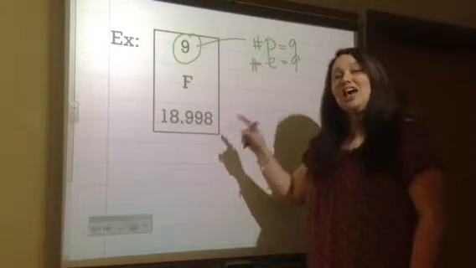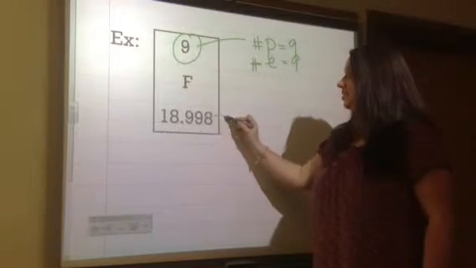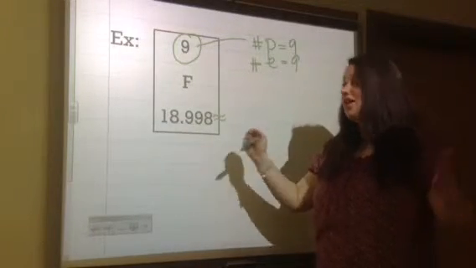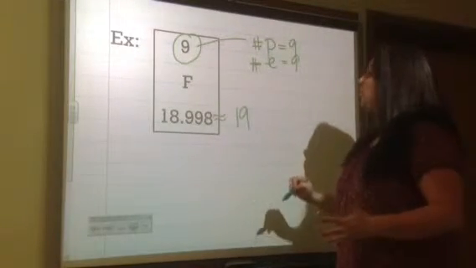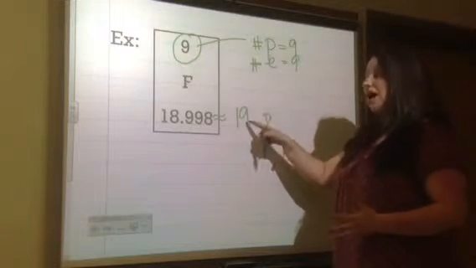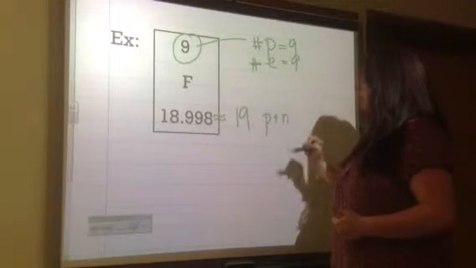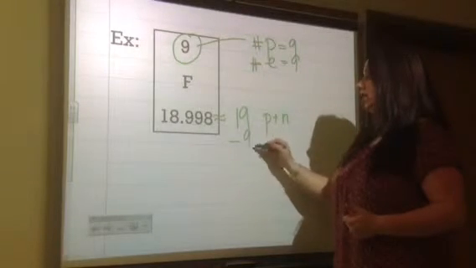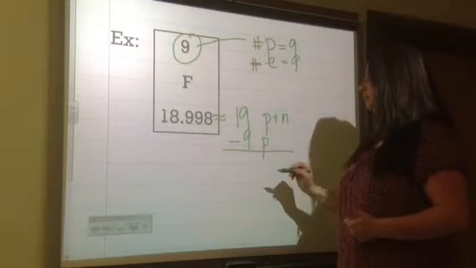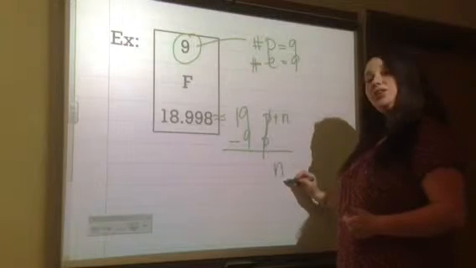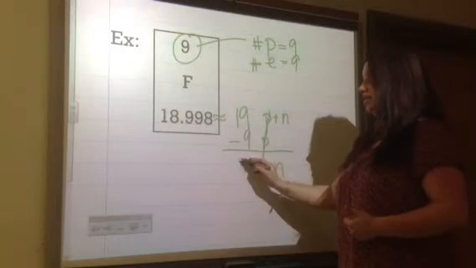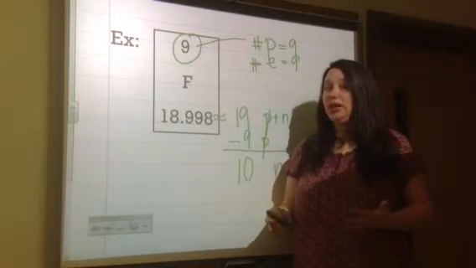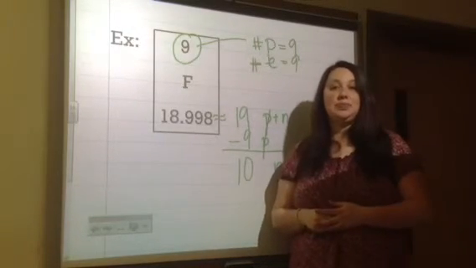So the way we're going to do that is we're going to take the atomic mass. 18.99 rounds to 19. So I'm going to take this mass number of 19, which remember is protons plus neutrons. I'm going to subtract my number of protons. Okay? That leaves me neutrons. 19 minus 9 is 10. Fluorine, the most typical atom of fluorine, has 10 neutrons. That's all there is to it.